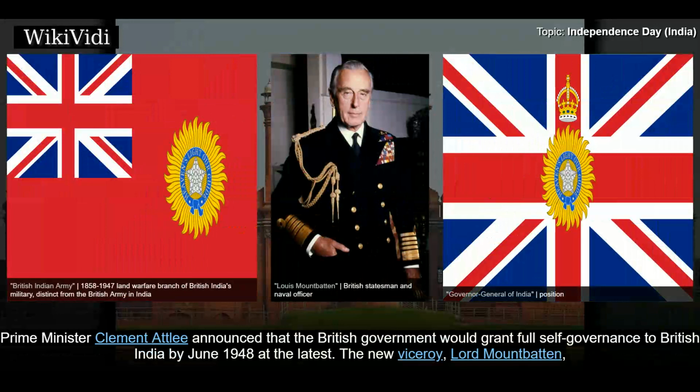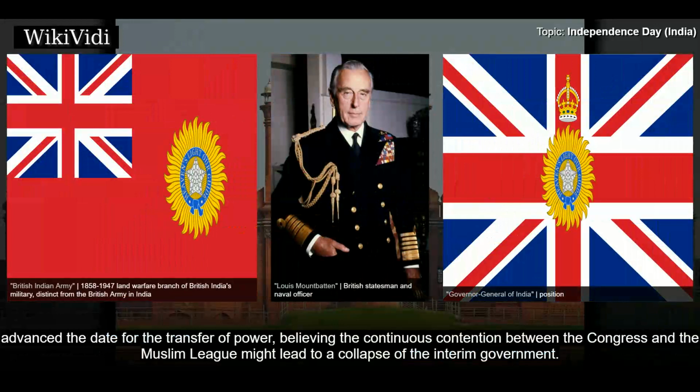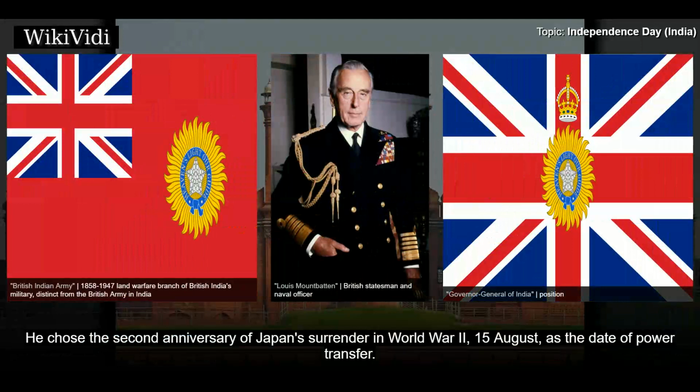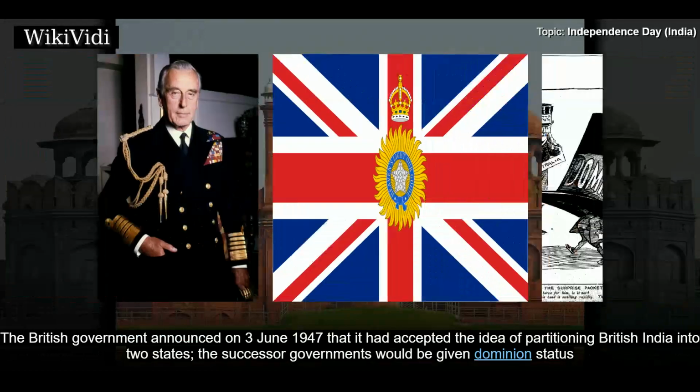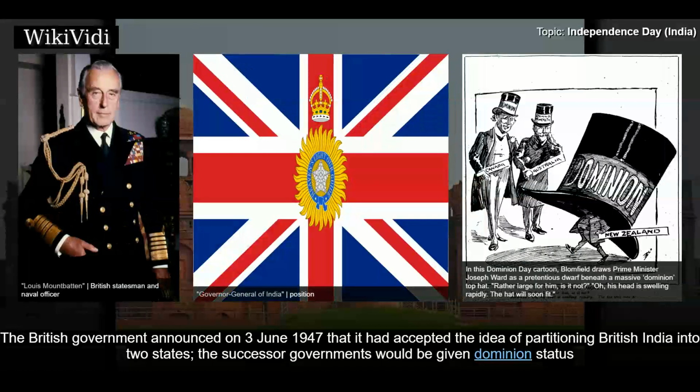The new Viceroy, Lord Mountbatten, advanced the date for the transfer of power, believing the continuous contention between the Congress and the Muslim League might lead to a collapse of the interim government. He chose the second anniversary of Japan's surrender in World War II, the 15th of August, as the date of power transfer. The British government announced on 3 June 1947 that it had accepted the idea of partitioning British India into two states.